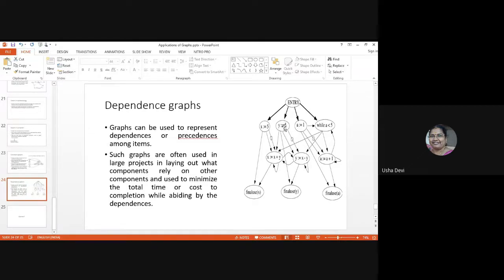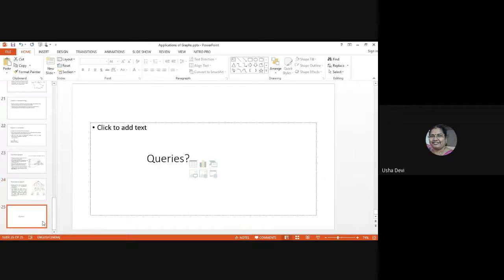Suppose it is completely dependent on a particular team, they have to wait for a certain period of time, and till then these team members are jobless. That dependency we are trying to capture, and based on this dependence graph you may do the optimization process. So these are the different kinds of applications that come under graphs, and with this my side is over. Any queries over here?